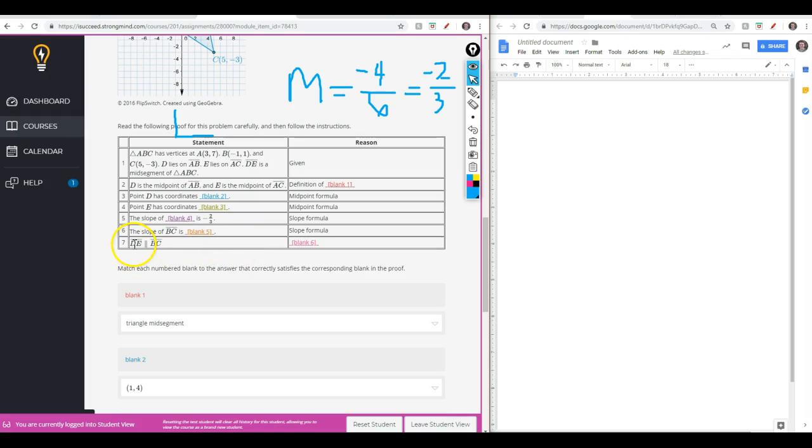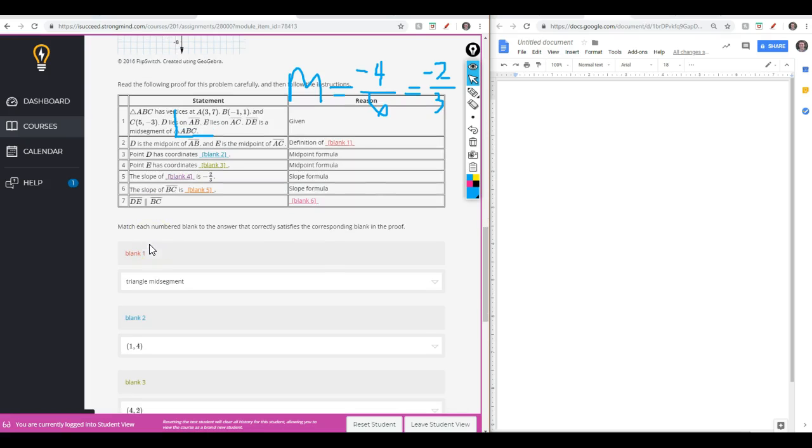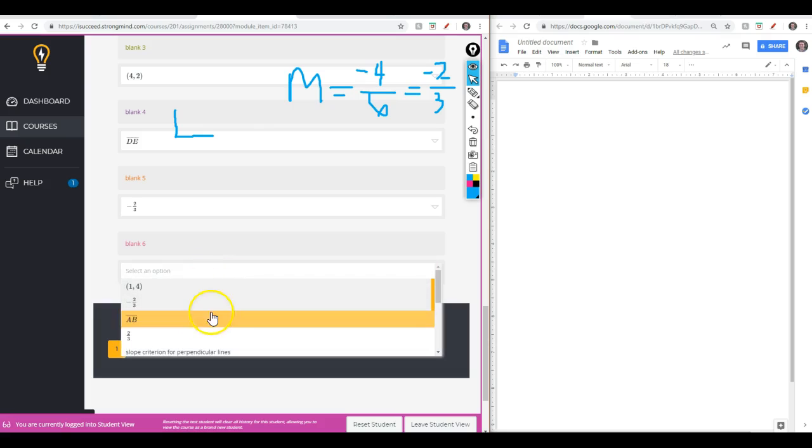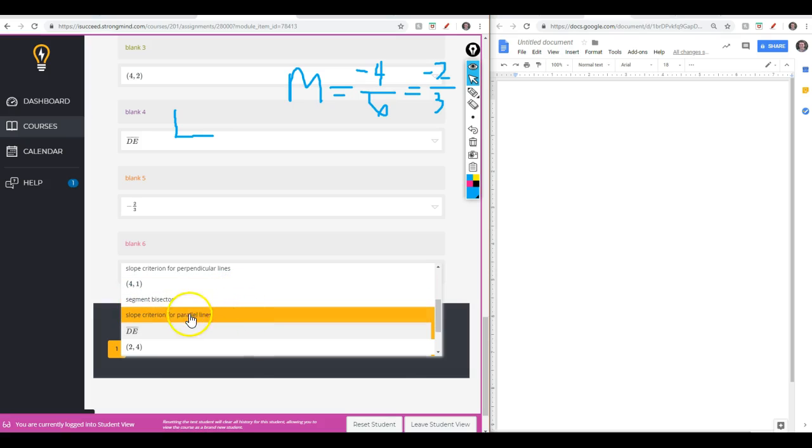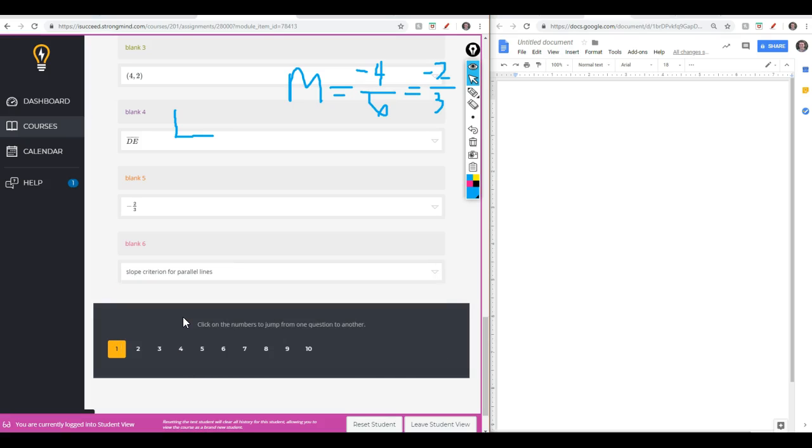Alright, so now we have the statement segment DE is parallel to segment BC, blank 6. Why? Well, they just said something about being parallel in the statement, so I'm going to look for a reason that includes parallel. And they used the slope formulas, so I'm going to look for a link between slope formula and parallel lines. So in the options, slope criterion for perpendicular lines, no. Segment bisector, no. Slope criterion for parallel lines, yes. They were using the slope, and they had parallel lines.